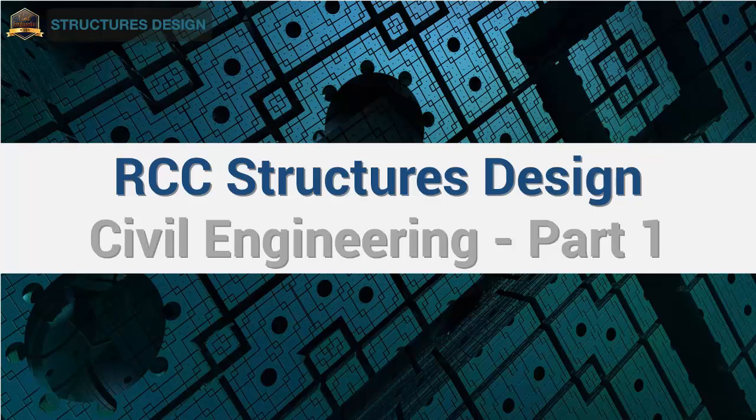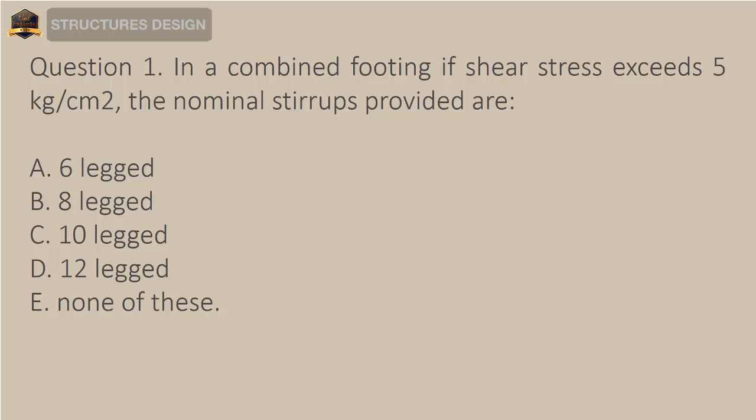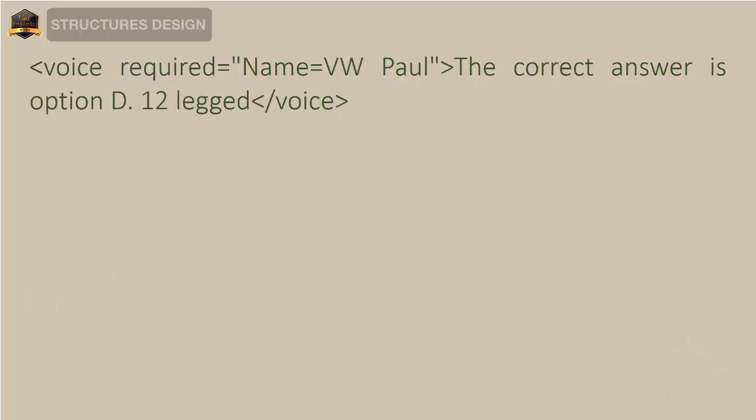Civil Engineering RCC Structures Design Questions and Answers Number 1. Question 1. In a combined footing if shear stress exceeds 5 kg per centimeter 2, the nominal stirrups provided are A 6-legged, B 8-legged, C 10-legged, D 12-legged, E none of these. The correct answer is option D 12-legged.